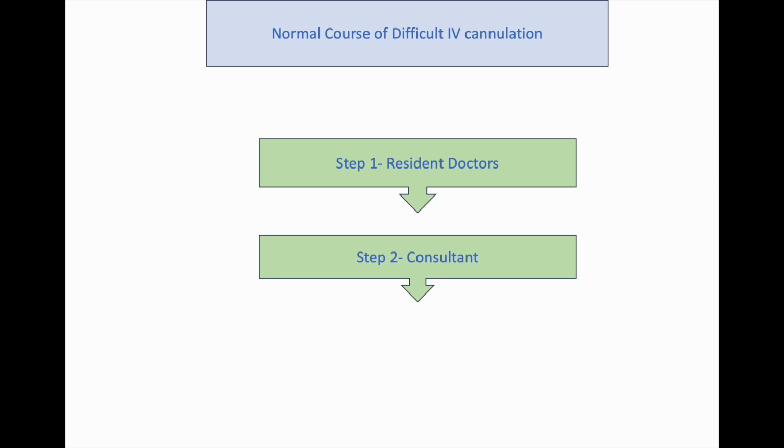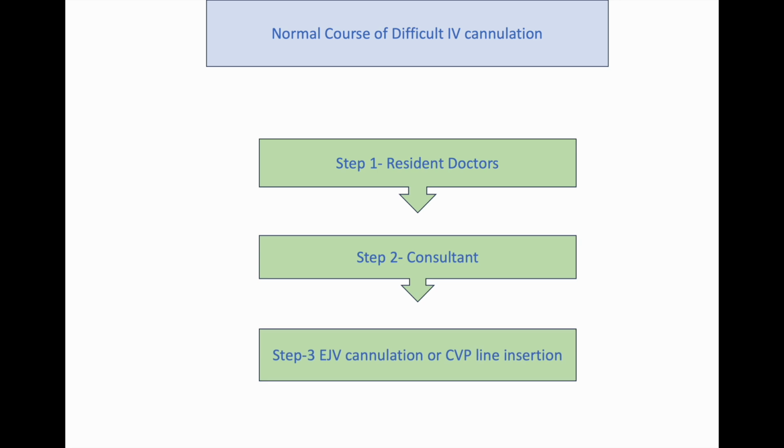put the IV cannula. But if he also couldn't make it, then he chooses either external jugular vein cannulation or CVP line insertion. EJV cannulation itself is not an easy job in an obese patient, and CVP line insertion is a time consuming process. So how can USG guided IV cannulation make a difference?